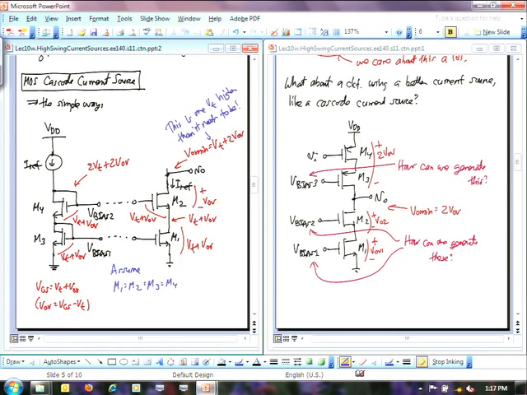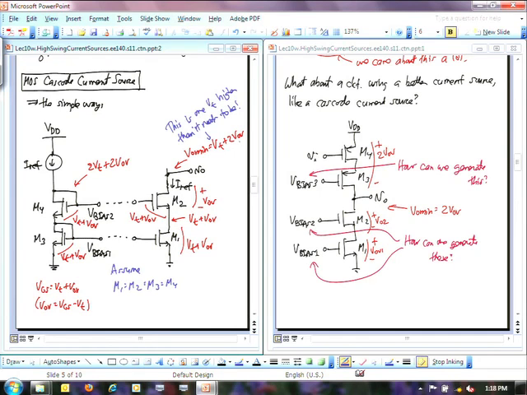So if I were to use this to bias up this circuit to the right, I'm sort of shortchanging myself because I'm not getting this 2 VOV. I can't swing as far low as 2 VOV. I have to swing to VT plus 2 VOV. That's VT higher than I have to go.